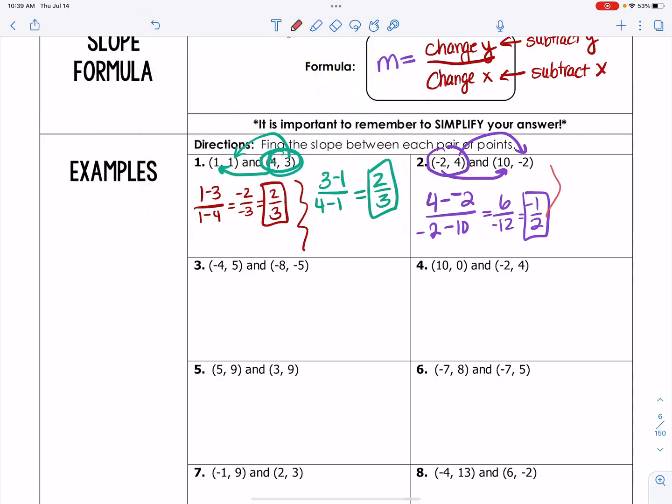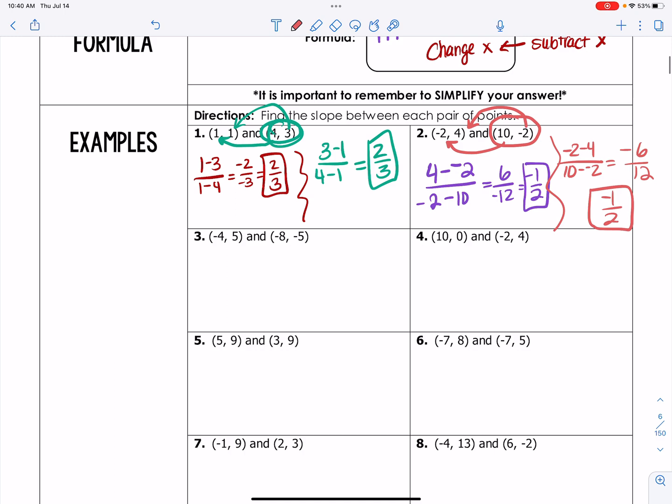Doesn't matter. Okay, so I'm going to delete all this gibberish. Okay, and now I'm going to decide to start with this point. So I'm going to do my change in y, -2 minus 4, over my change in x, which is 10 minus a -2. So that's a -6 over 12, minus a minus is a plus. So you end up with a -1/2. So it doesn't matter which way you subtract. Okay, it does not matter which way you subtract at all.